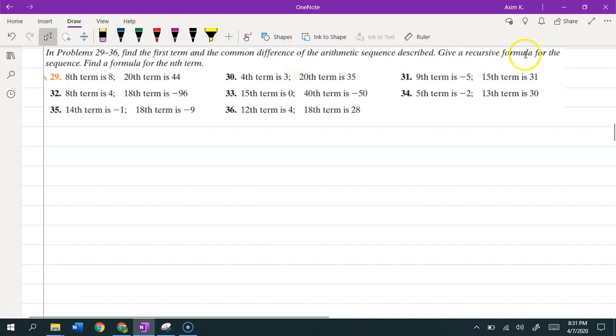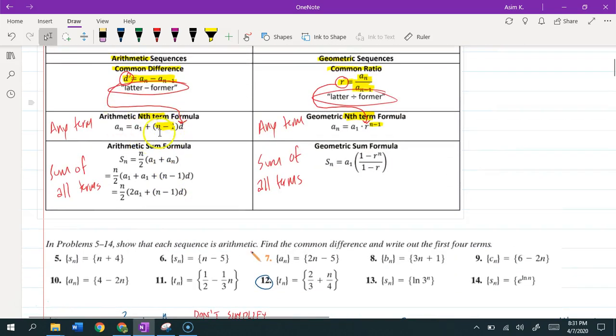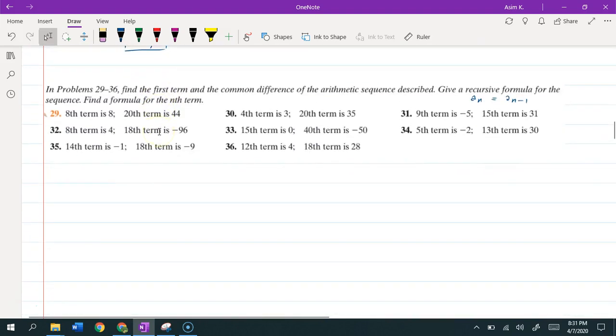Number two, you're going to have to give a recursive formula. If you forgot what a recursive formula is, in the previous lecture I told you a recursive formula basically tells you, if you want to get the new term, how does that refer to the old term, right? So how does a sub n refer back to a sub n minus 1? What's the pattern there? So that's objective number two. Then the third thing we're going to do is write down the formula for the nth term, and that's what we had in the formula sheet over here, the nth term formula. Okay, so plenty of stuff happening here.